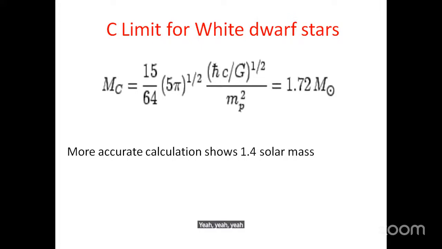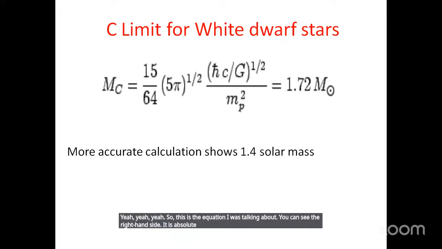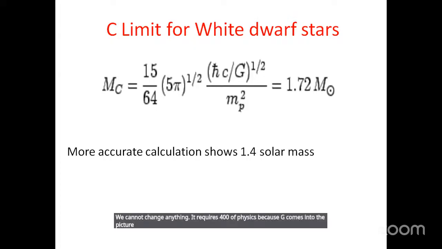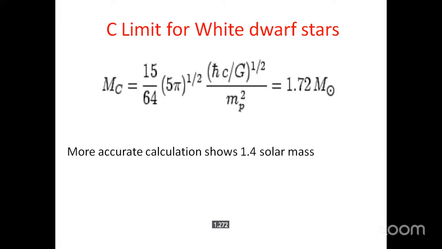So this is the equation I was talking about. You can see the right hand side. It is absolute constants, nothing you can change: the Planck constant h bar, c and G. You cannot change anything. It requires a lot of physics because G comes into the picture because of Newton. h bar is because of quantum mechanics, and c is the speed of light. So when Chandrasekhar derived it, it was of the order of 1.272 solar mass. But if you consider more advanced astrophysics, it comes out to be 1.4 solar mass.